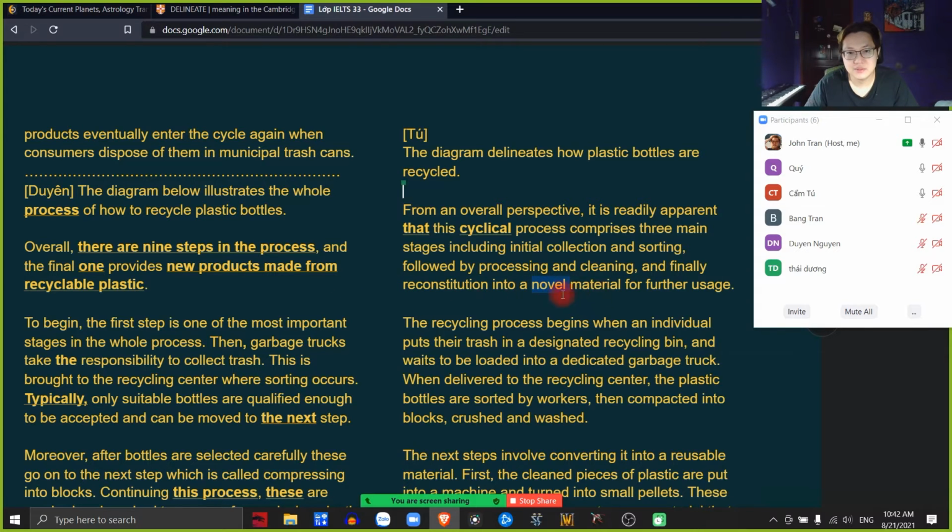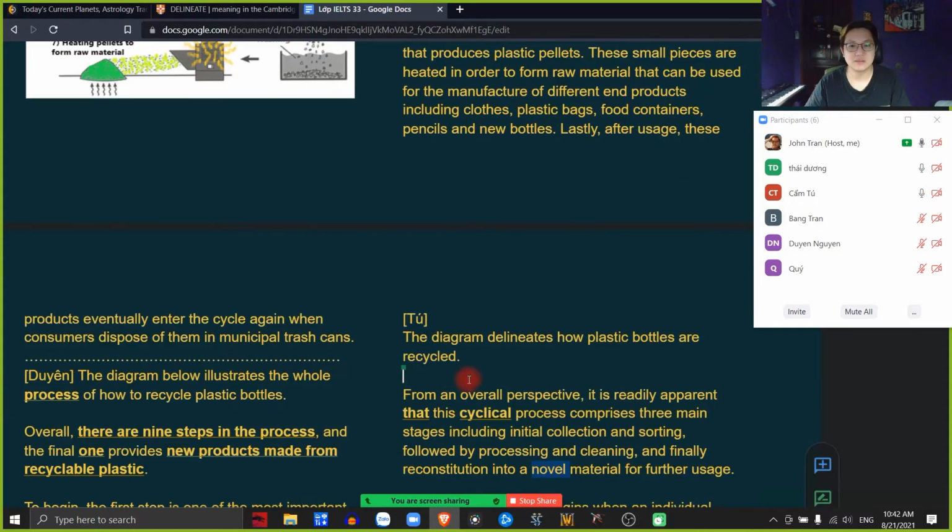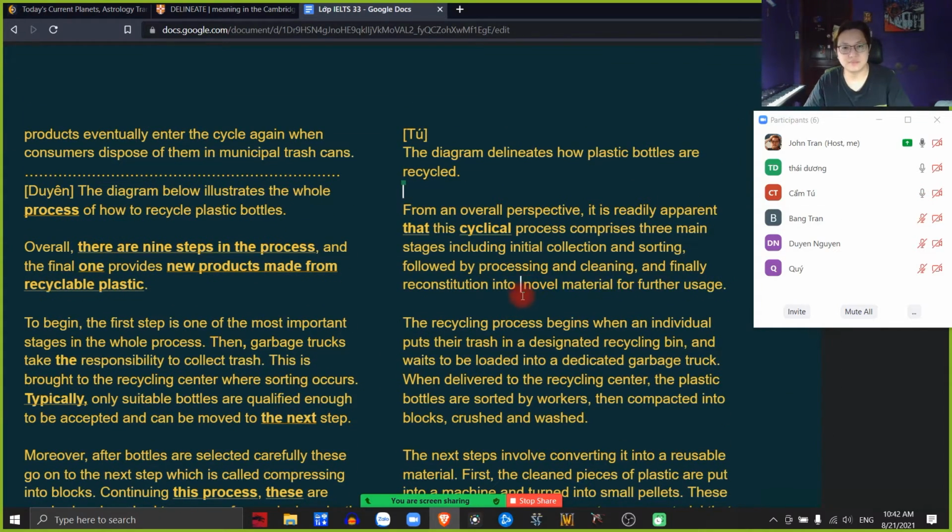Reconstitution into a novel material. Is it just a novel material? Let's just say raw material only. So no A. Mình đâu có biết được là nó có bao nhiêu vật liệu đâu thực sự. Cho nên cứ dùng chữ vật liệu nói chung thôi nha. Không cần biết là 1, 2 hay 3 gì cả. We don't know whether there are many materials or not. So basically, just don't mention how many. Novel material. Okay.